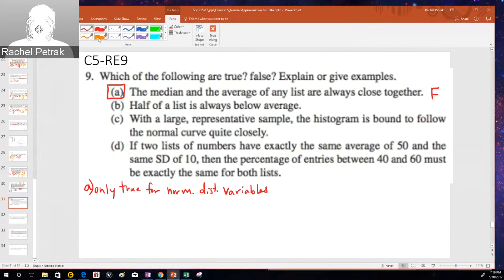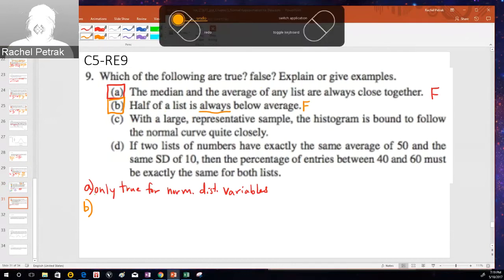Half of a list is always below average. Can this possibly be true? What do you think? It's always below average. Somebody out there in the audience. That's right. Half of a list is not always below average. Half of the list could be, it depends again on a normally distributed variable. So if your variable was normally distributed, then half of a list would be below the average, but this is only true for a normally distributed data variable.